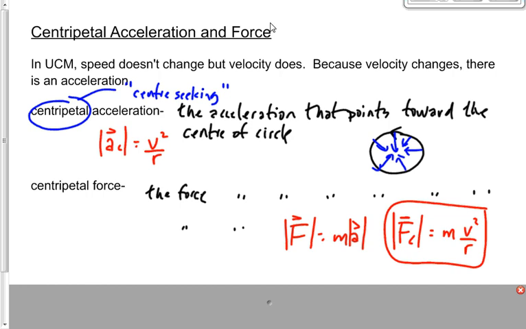As I swing my keys around my head right now, there's a centripetal force acting on these keys, acting toward the center of the circle. It's my hand, right? But something's got to cause that centripetal force. It's my hand. When a car goes around a turn, there's a centripetal force. What provides the centripetal force? Friction. When the Earth goes around the sun, there's a centripetal force. What causes it? Gravity. When the electron goes around the nucleus of the atom, the electric force provides the centripetal force. So centripetal force is never a force on its own. It's always the result of something else.